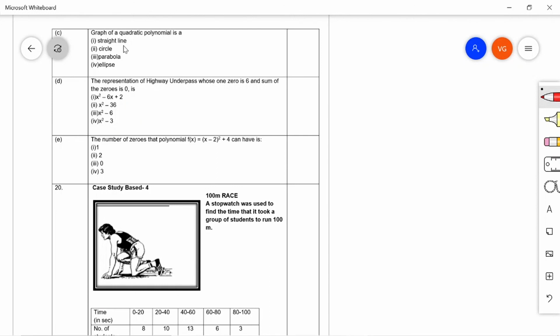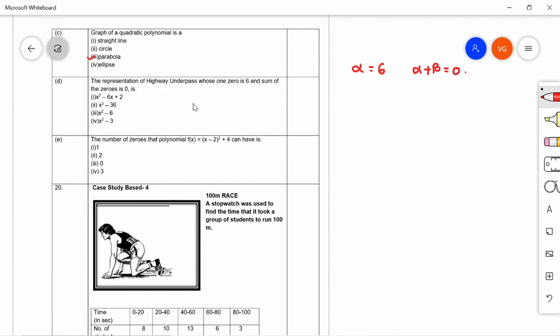Part C is: the graph of a quadratic polynomial is a straight line, circle, parabola, or ellipse. So we know the quadratic polynomial is a parabola. Option 3 here. Then part D, the representation of the highway underpass whose one zero is 6 and sum of the zeros is 0. So they are asking you to find the quadratic equation when one of the zeros is 6 and the sum of the zeros is 0.